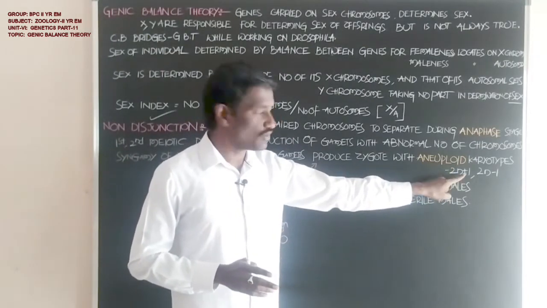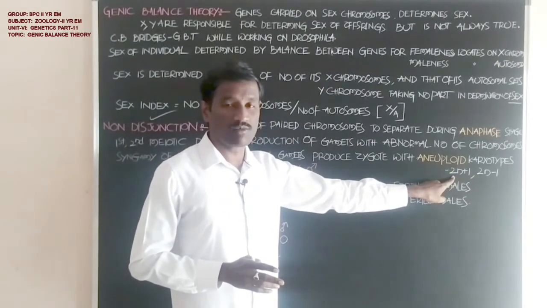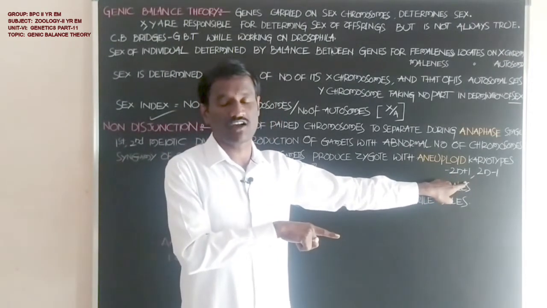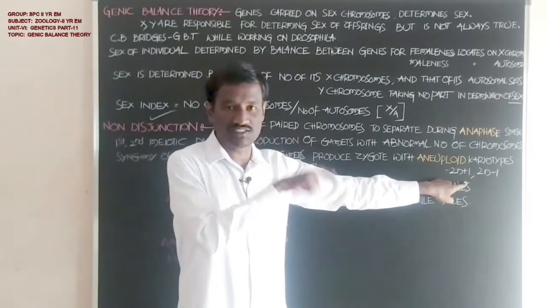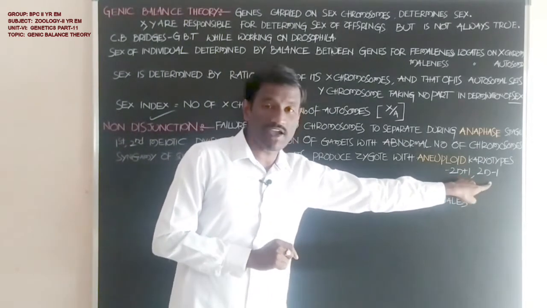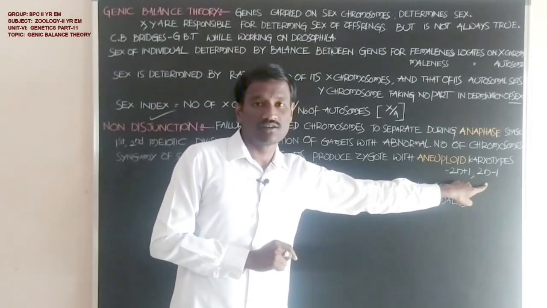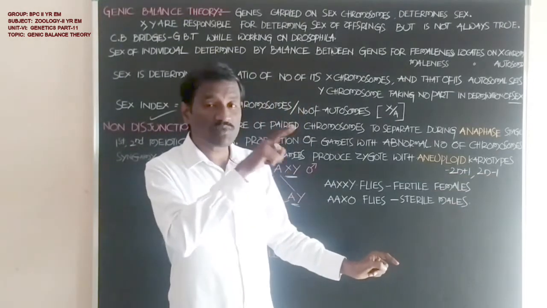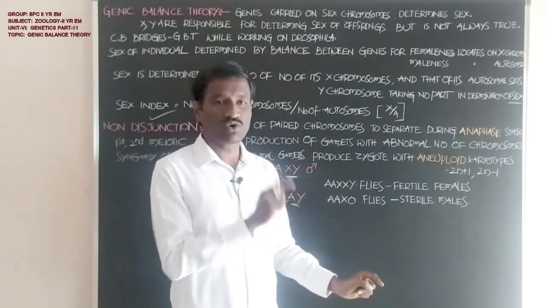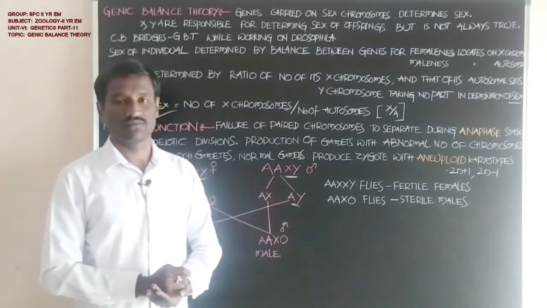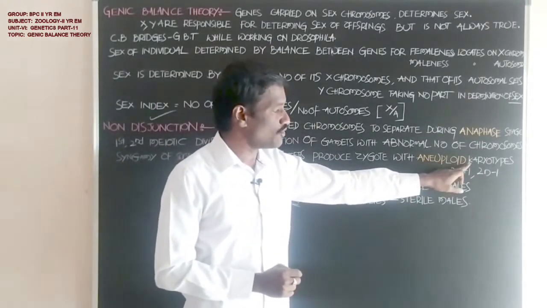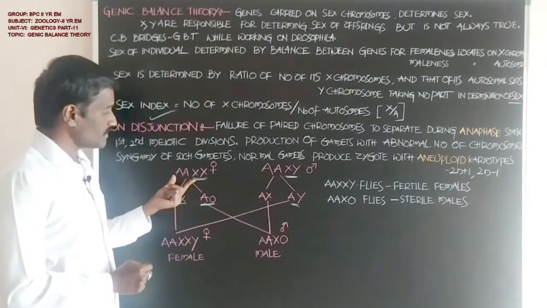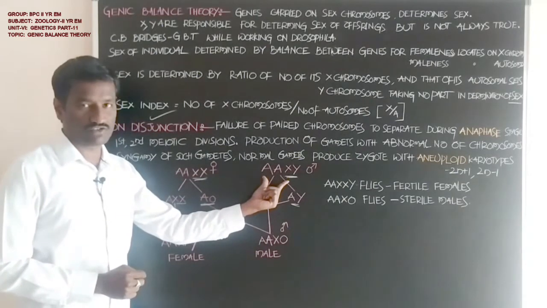2n plus 1. 2n means diploid, a double set of chromosomes. 2n plus 1: additionally, one chromosome is extra in that zygote, in that cell. 2n minus 1: 2n means a double set of chromosomes, minus 1, one chromosome is absent, one chromosome is less in that cell. That is an aneuploid karyotype.